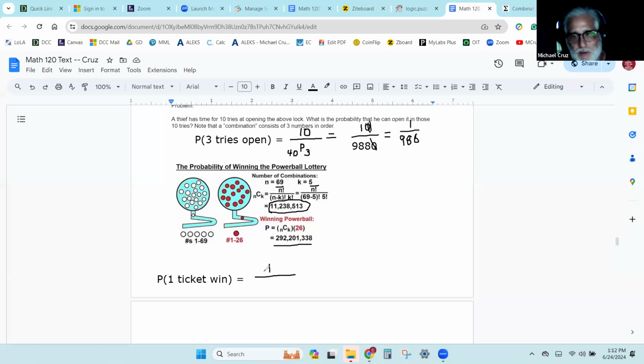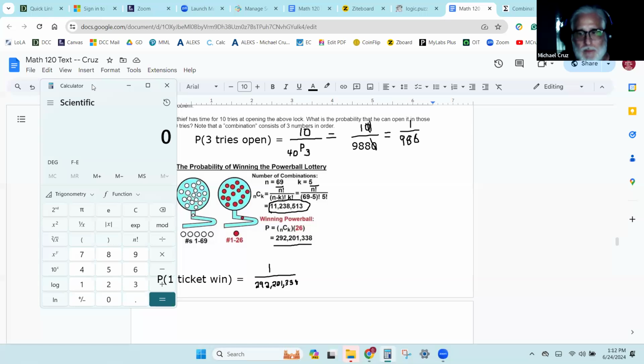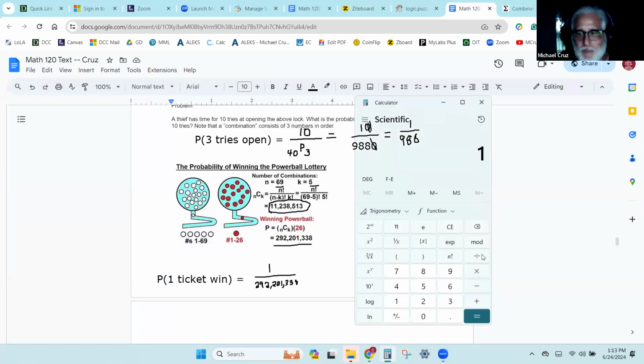1 over, and then it goes down here, the 292. And however many additional tickets you buy, you would just put them up there. In other words, if you bought 10 tickets, then it would be 10 up there. And then you can simplify it. Well, that's simplified as far as a fraction is concerned, but let's say we want to just know what that is decimal wise.